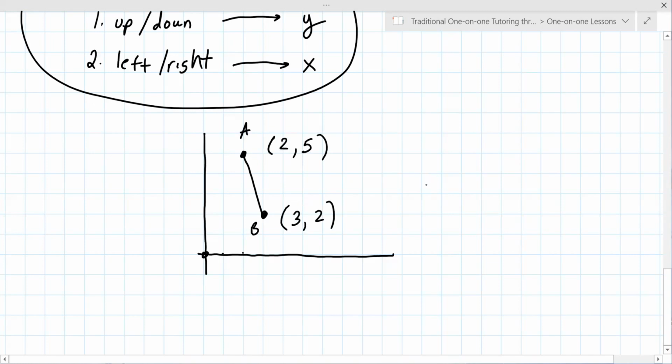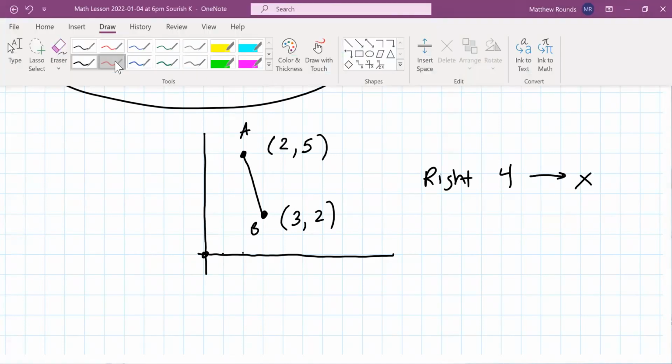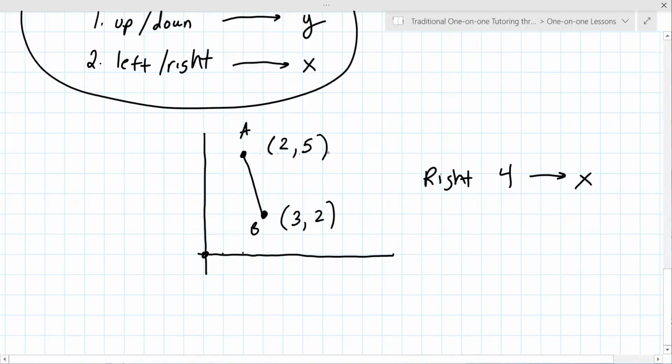Okay. So now we want to go right 4. And this affects X, only X. So I'm going to draw it just like I did for the up or down. We'll do it in red this time. 1, 2, 3, 4. 1, 2, 3, 4. So there are your new points, and we'll label them. We'll label them 6, 5, and then 7, 2.